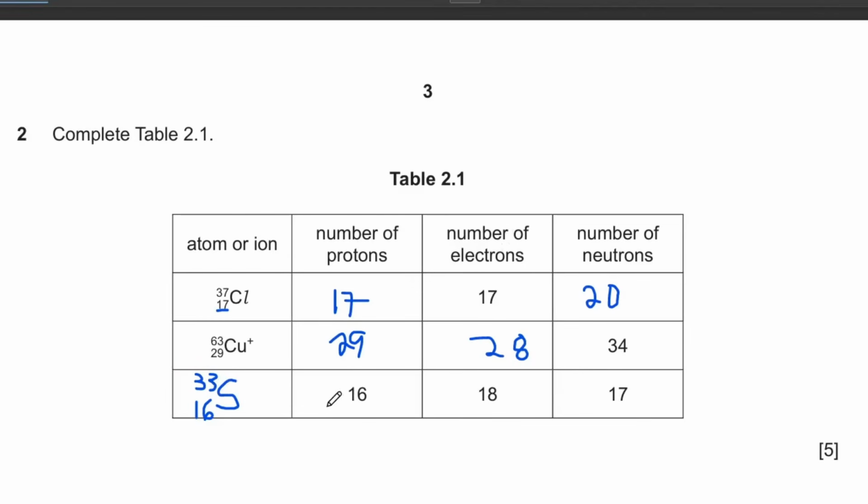Next, we want to know, is it an ion or an atom? So how do we know? It is the number of electrons.